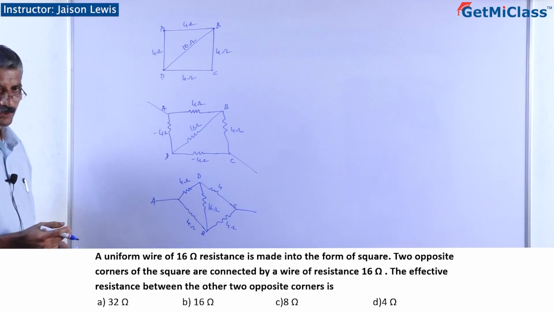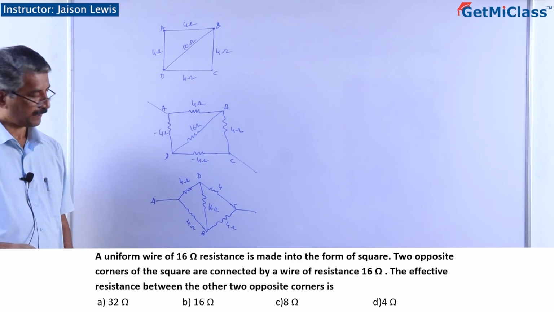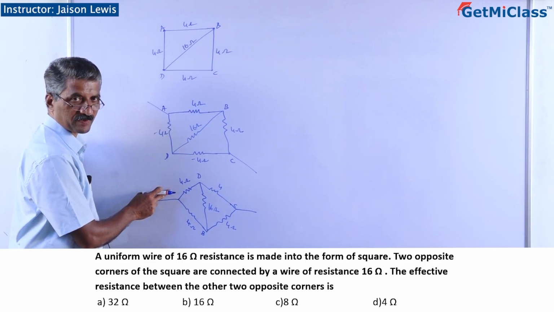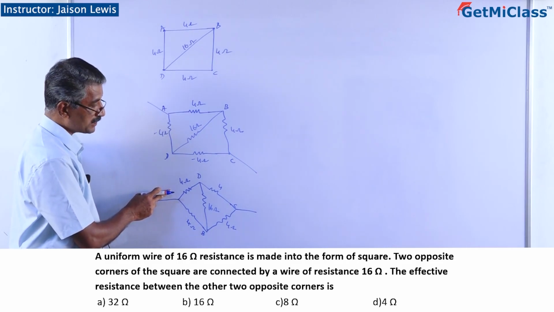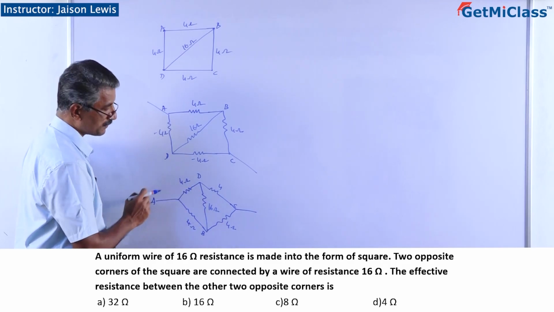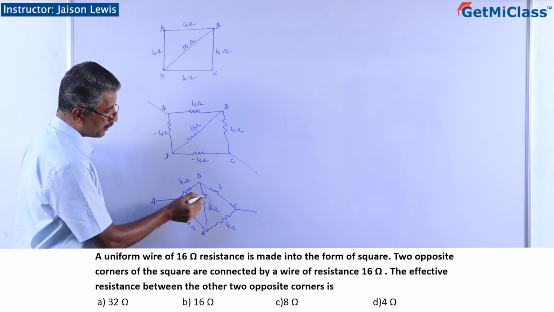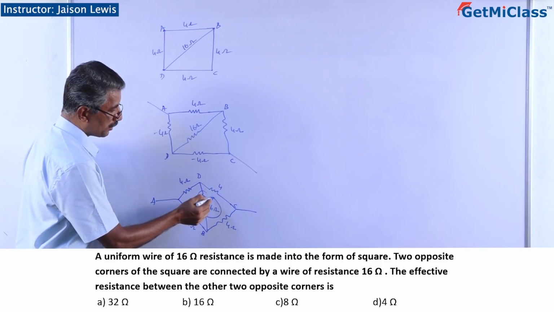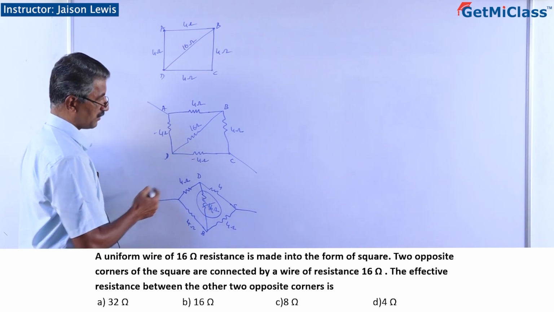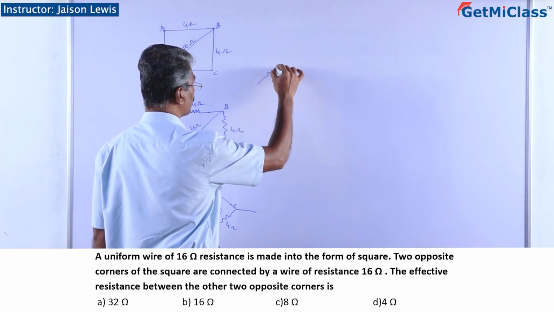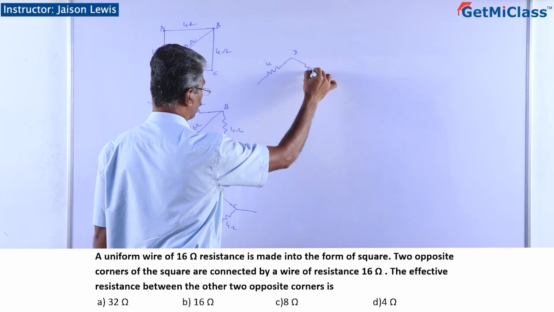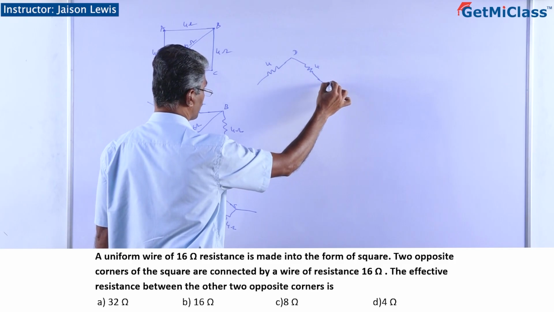Now this is equivalent to a Wheatstone network, and this Wheatstone network is balanced. It's a balanced Wheatstone network. And whenever it's balanced, we know it's 4 divided by 4 and 4 by 4. Therefore, the 16 ohm resistance is not useful. Eliminate it. Remaining is a 4 ohm resistor. You get a point D, then we have a 4 ohm resistor, and we get a point C.